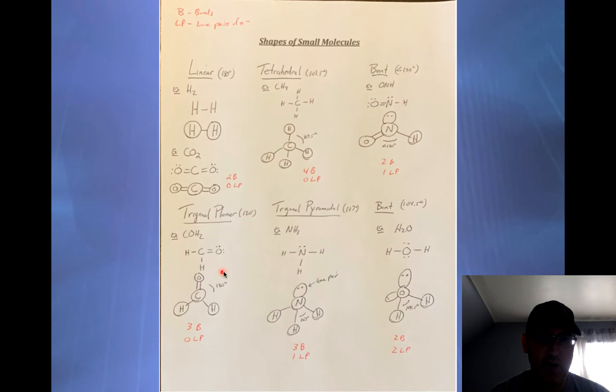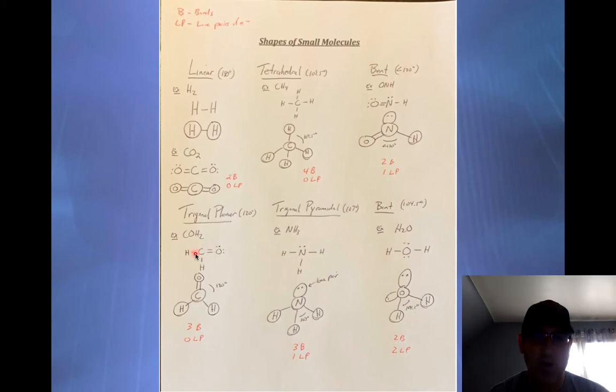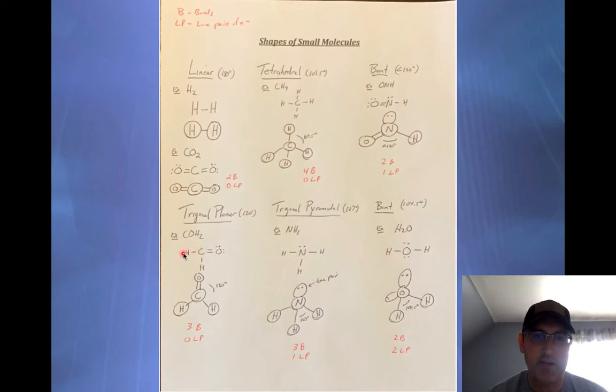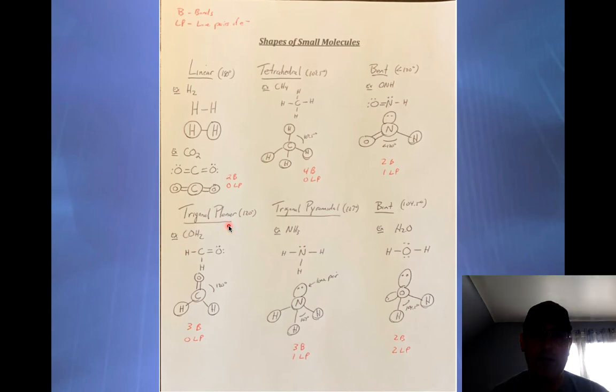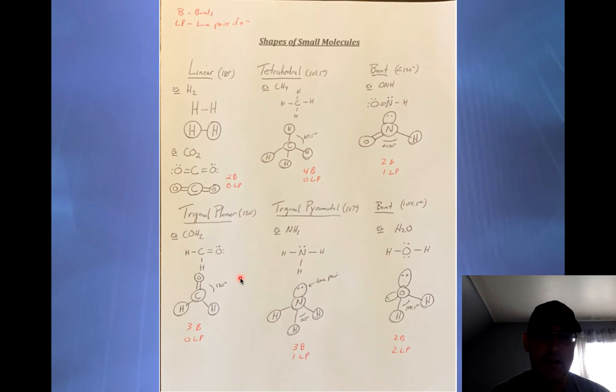If we draw the Lewis structure, you'd have a single bond carbon to hydrogen, single bond carbon to hydrogen, double bond carbon to oxygen with the lone pairs on the oxygen. Now, carbon's in the center. So it has 1, 2, 3 atoms bonded to it, and just for the carbon, no lone pairs. So it's 3 and 0. That is trigonal planar. That is 120 degrees in terms of its bond angle.